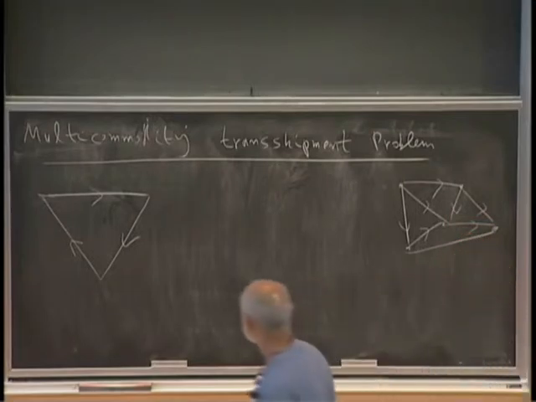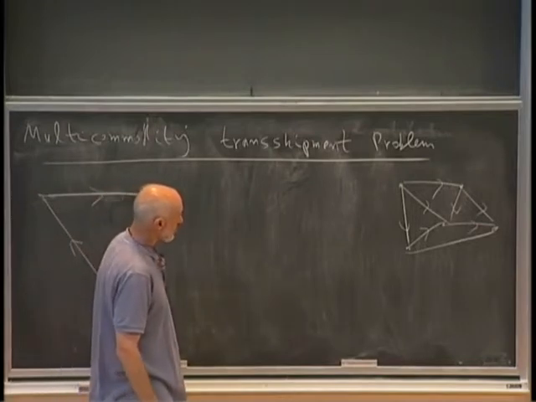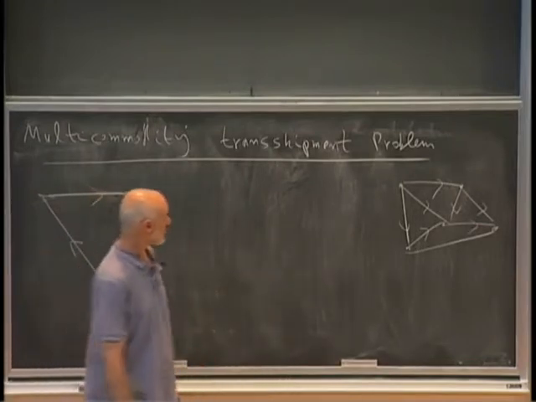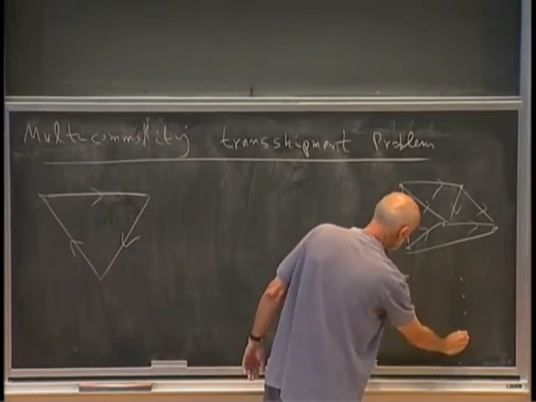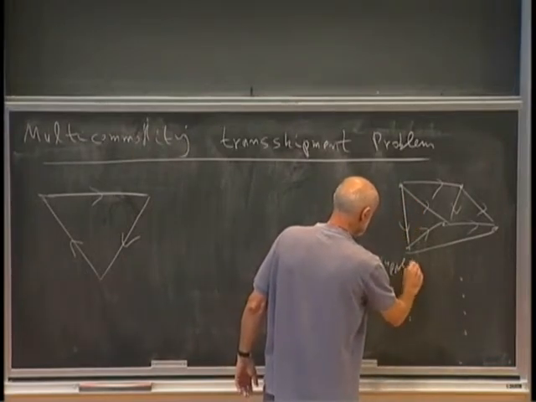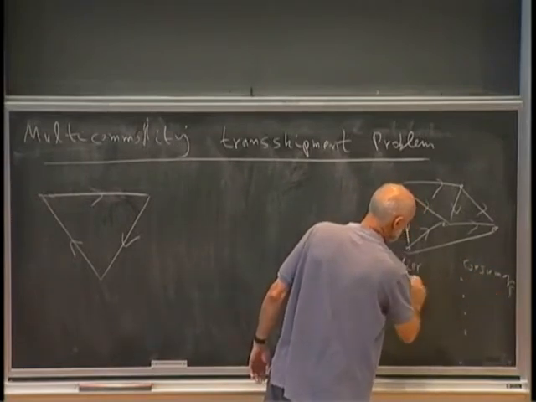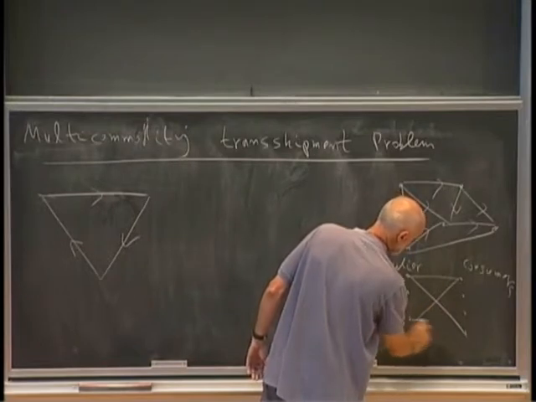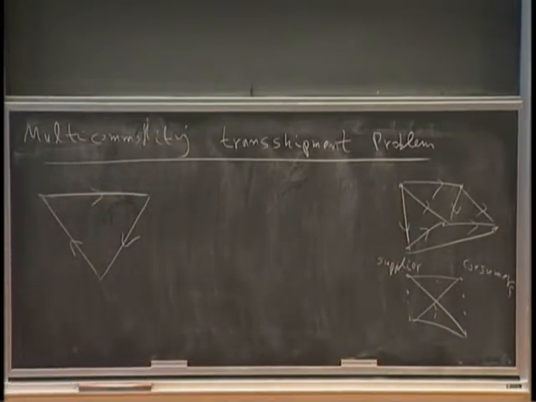And the problem is the following. Unlike the transportation problem, where we have a partition of suppliers and consumers, if you remember, here every vertex can be both a supplier and a consumer. And there are many commodities now, so I'm going to talk about the multi-commodity version.